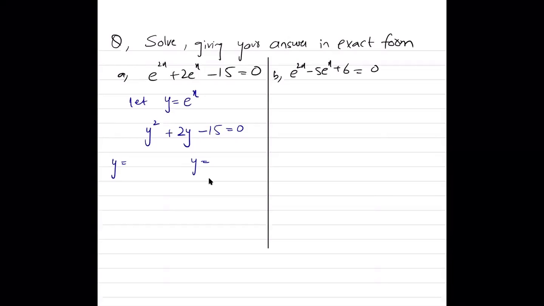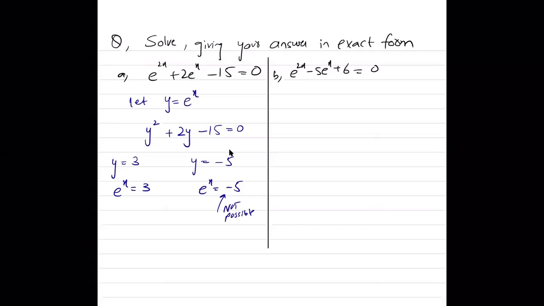I'm just calculating that. 3 and minus 5. Okay, 3 and minus 5. But I'll have to solve for x. Therefore, I'm going to replace y with e raised to the power of x again. Now, clearly, this is not possible because there is no value of x that is going to give me e raised to the power of x as a negative value.